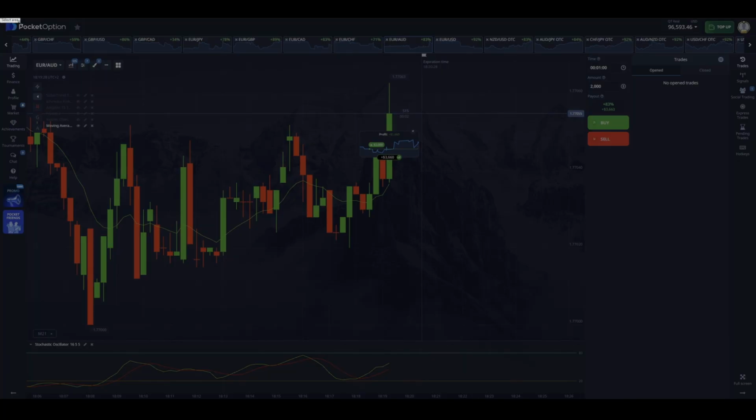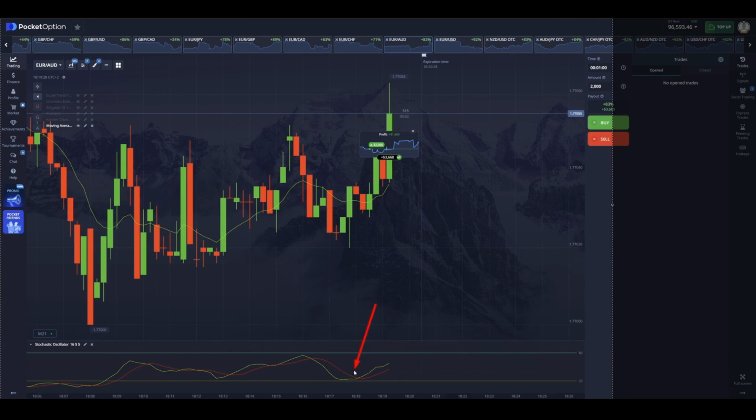Look, let me show you what happened again. Right here, I saw a crossover. The green line came out on top. This crossover is located near the lower line. So, at the moment of entry, the price was above the moving average. For me, that's a perfect buy signal. I entered a buy trade and made $1,600.